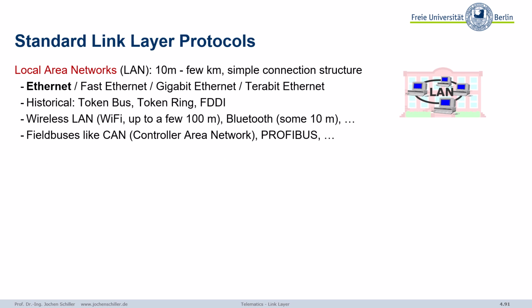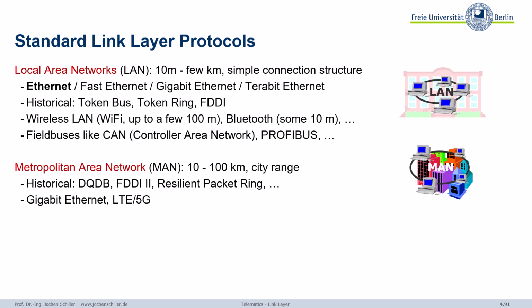Well, everywhere. So we'll find it in local area networks, so smaller diameters, some 100 meters, 10 meters, simple connection structure. There we will see, well, Ethernet dominates local area networks. We had historically some other technologies, but in the end we have Ethernet, and we'll see what this means. And for the wireless case, we have wireless LANs, Wi-Fi technology, Bluetooth, plus we have some other network types for industrial control systems.